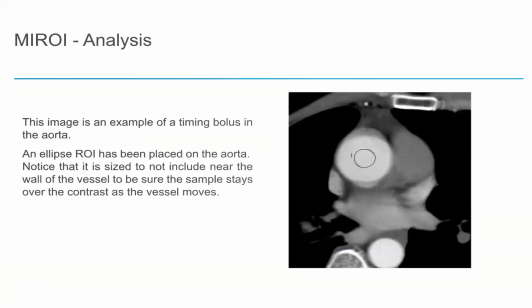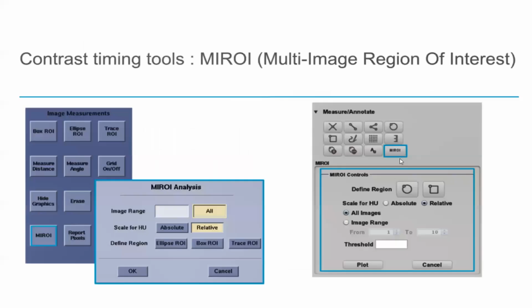So be sure to place the ROI for the Miroi in the center of the vessel where it's not going to move out of the vessel. Also keep it away from the vessel walls and any calcium deposits that might be present to guarantee the usage of Miroi. Again, the Miroi tool is found on both user interfaces. Here I'm talking about GE, okay? On the 4mm system, it's located in the image measurement tab.